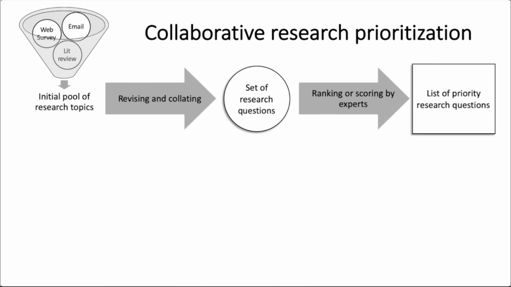After that, there's a step where that initial pool is revised and collated to create a set of research questions. And that set of research questions is then the focus for a prioritization activity, where a large and diverse group of experts, typically involving both researchers and science users, tries to select among those research questions to identify which of them should be priorities for future research going forward to enhance the evidence base for conservation.